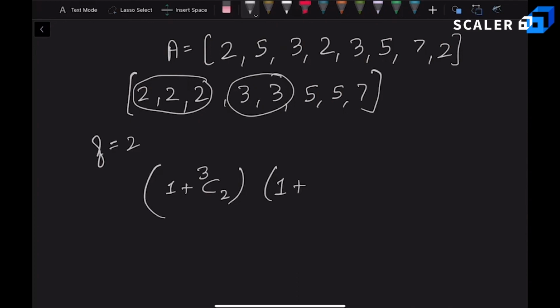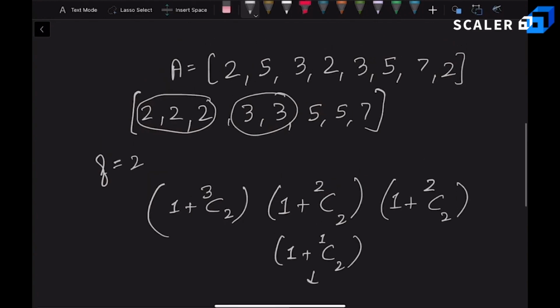And if we want to take it, we will have 2C2 ways, because we have 2 elements whose frequency is 3 and we want to take 2 of them. So there will be 2C2 ways. Similarly, for 5, the number of ways will be 2C2. And for 7, the number of ways will be 1 plus 1C2, and 1C2 is actually 0. So this will be 1.